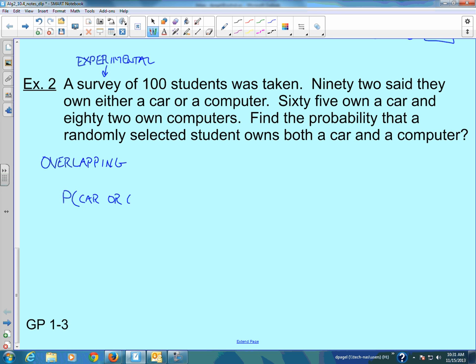And our probability of an overlap in this particular situation says we want the probability of having a car or a computer, and that's going to be equal to the compound event of having a car plus the probability of having a computer, but then now we remove the probability that somebody has both a car and a computer.